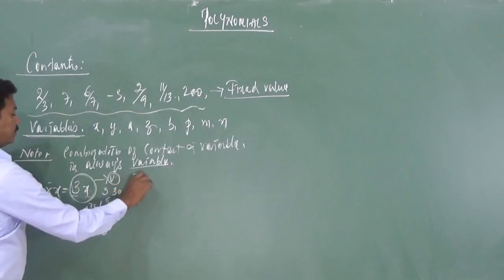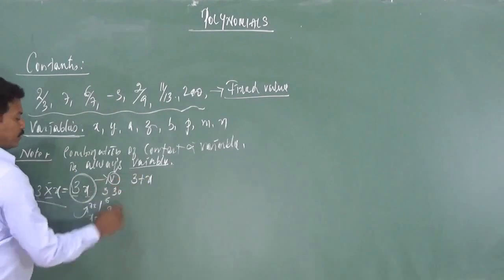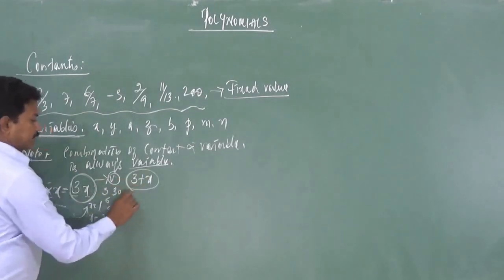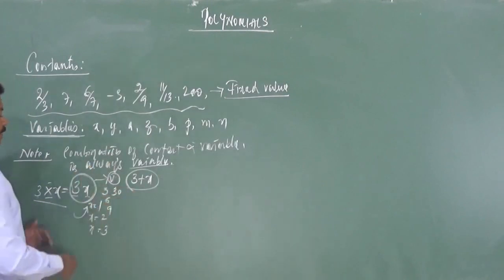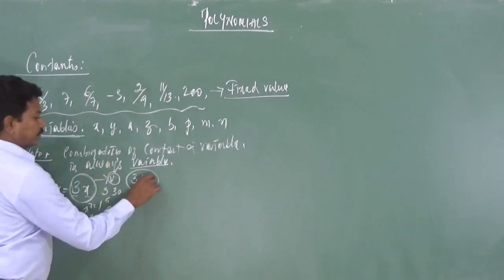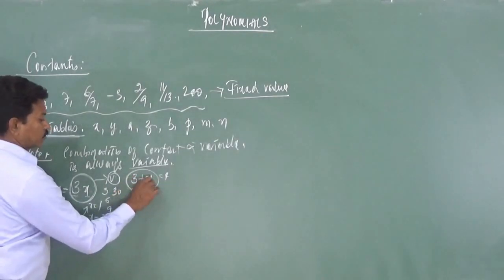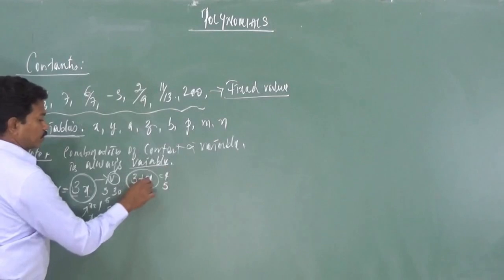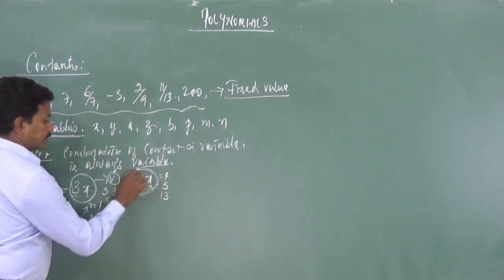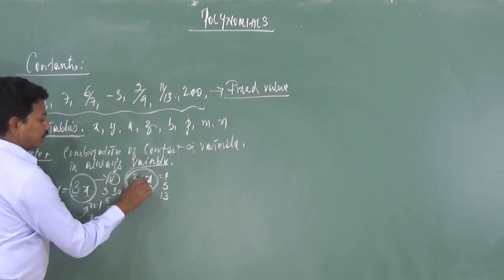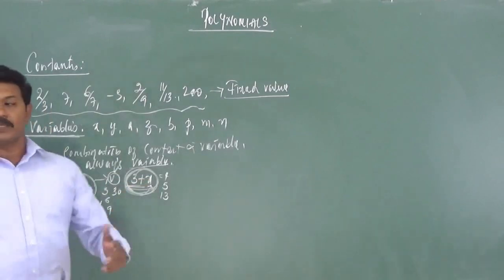For example, 3 plus x is there. So it's also a combination of a constant and a variable. So what is this 3 plus x? Is that a constant or a variable? So here, it's a variable, because when you give values to x, if x is equal to 1, 3 plus 1 becomes 4. If x is equal to 2, then 3 plus 2 becomes 5. If x is equal to 10, then 10 plus 3 becomes 13. So the value of 3 plus x goes on changing when you give values to x. Therefore, 3 plus x is also a variable.